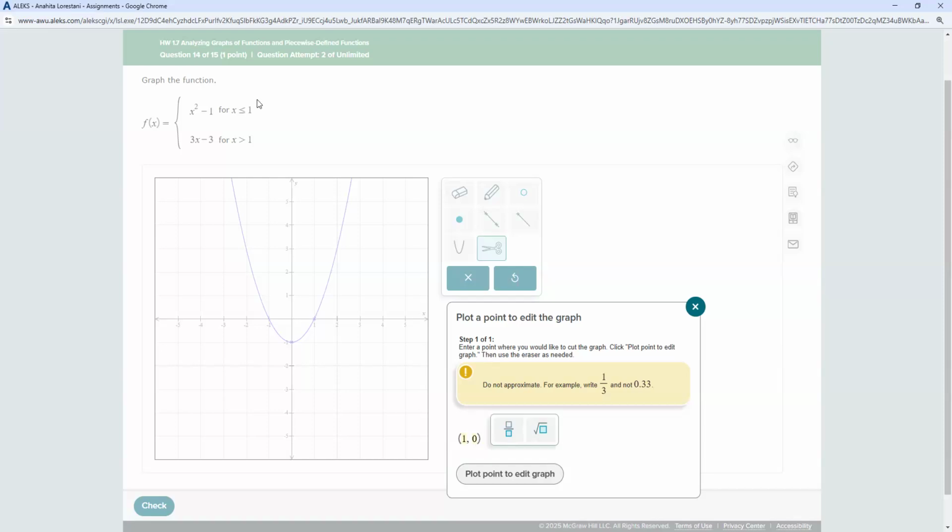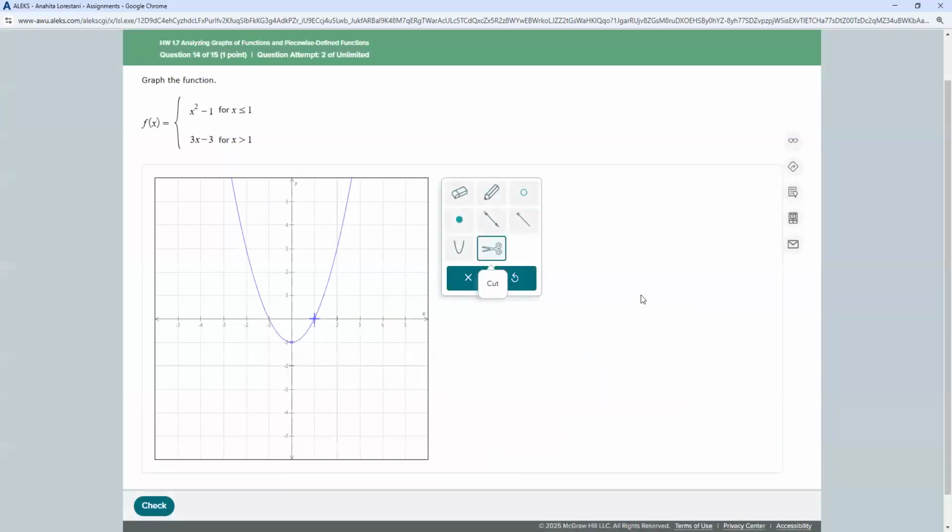Why did I put 1, 0? You should always use this endpoint, which is 1. Substitute it here. 1 to the power 2 is 1. 1 minus 1 is 0. So that's how I know this point is 1, 0. So I want the graph to be cut from 1, 0 to here. So you put it, then you go grab the eraser and erase the part you don't want.